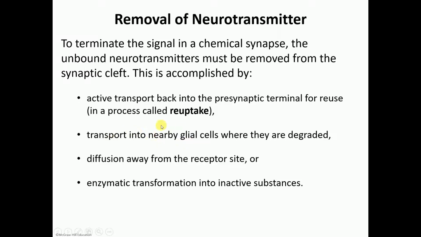Or it could be transported by the glial cells. So remember, these glial cells are helpers. They support the neurons in their function. So to prevent overstimulation of the neurons, these glial cells can help in transport and the degradation of the neurotransmitters. Or these neurotransmitters just diffuse away from the synaptic cleft. Or sometimes there are enzymes that can deactivate these neurotransmitters.